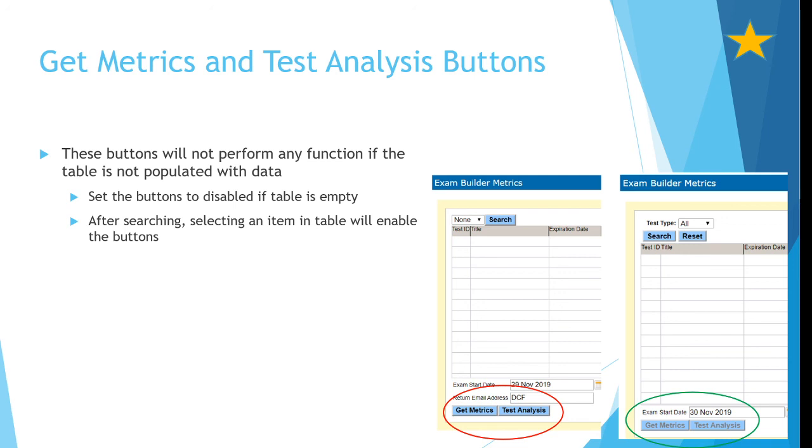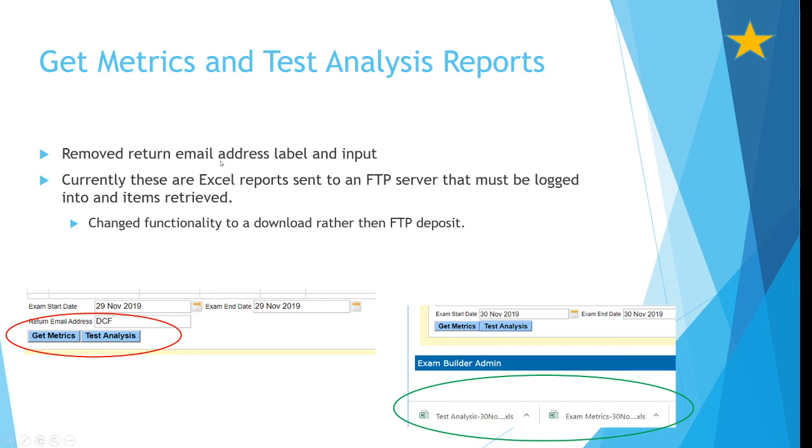So I disabled those buttons when there's no search results and also when there's no item selected. So basically the user would do a search and the table would populate. They would have to click on one, only one is selectable, and then the Get Metrics and Test Analysis buttons would enable. As you can see here, it's just a picture proving that once they clicked one, they got a download of either one in an Excel format.